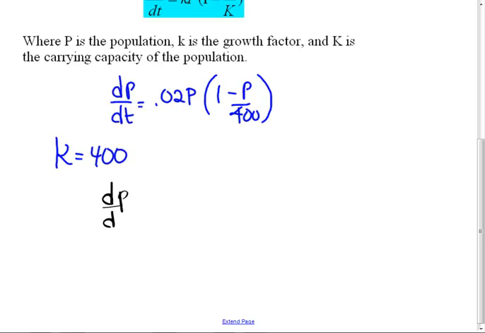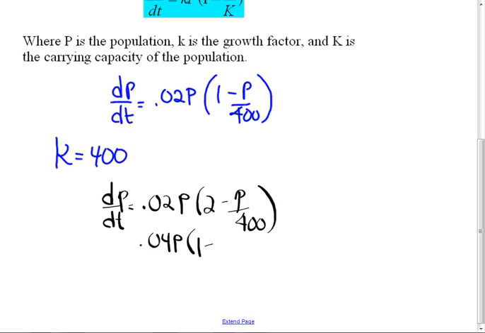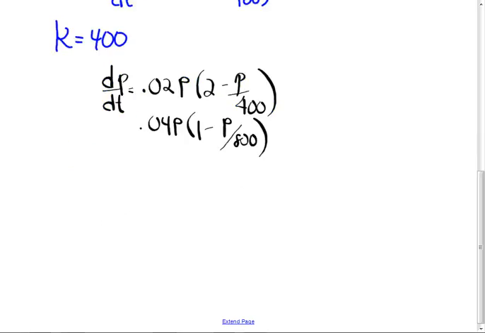dP/dt is equal to 0.02p times (2 minus p over 400). It's not 400 now. Because remember, it has to be 1. So I'm going to pull out the 2, so it's 0.04p times (1 minus p over 800). That's correct. And I've seen even trickier ones, and I'll give them to you. So carrying capacity is equal to 800. That's kind of nice.